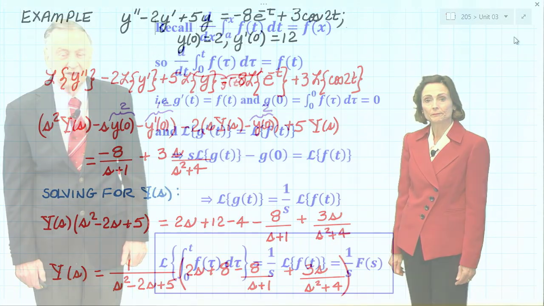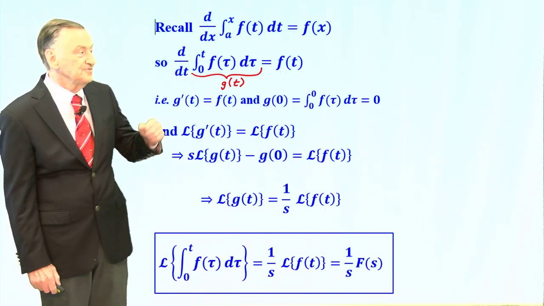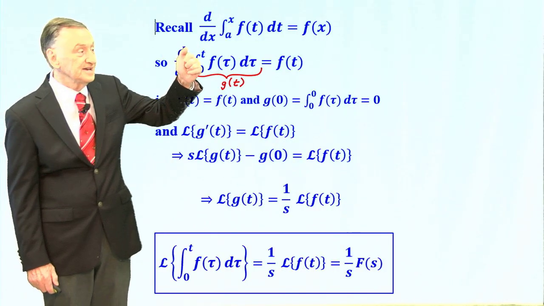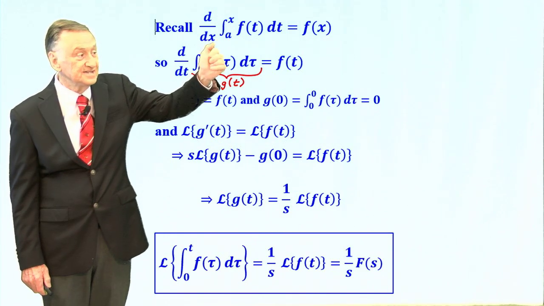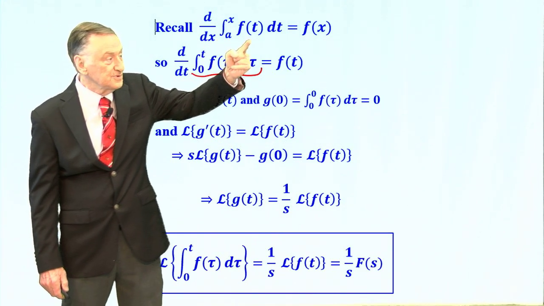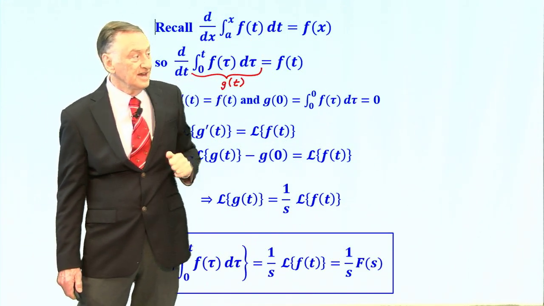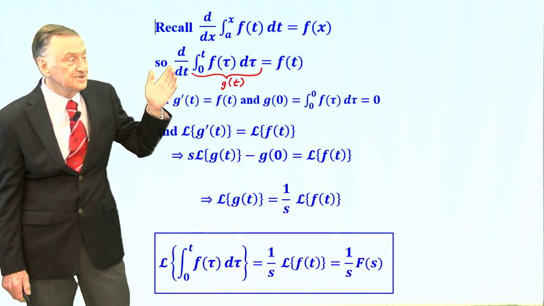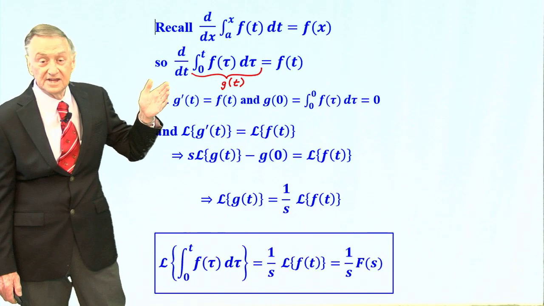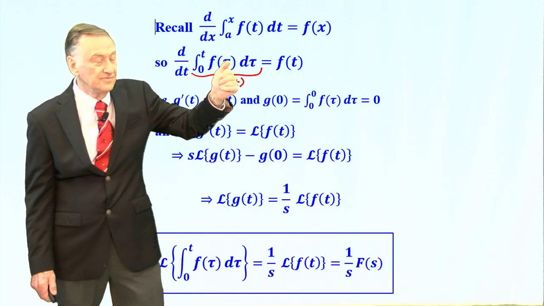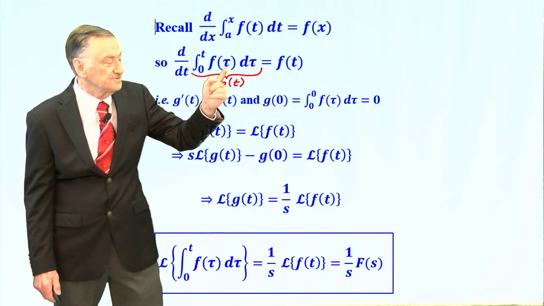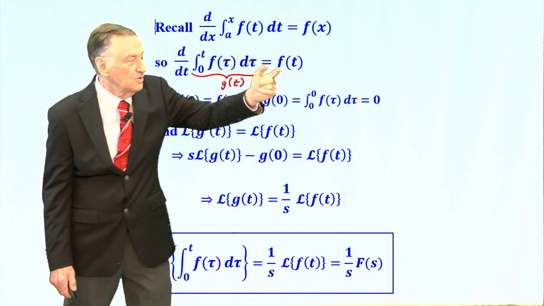Remember the first fundamental theorem: the derivative with respect to x of the integral from a constant to x of f of t dt is simply, all we do is replace the t with x, and it's f at x. So now we're going to look at the derivative with respect to t of the integral from 0 to t, f of tau d tau, and that's f at t, we replace the tau with t.